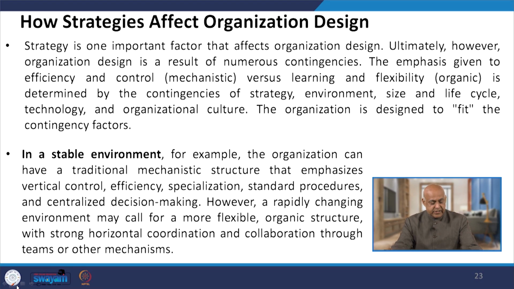In a stable environment, for example, the organization can have a traditional mechanistic structure that implies emphasis on vertical control, efficiency, specialization and standard procedures, and centralized decision making. However, a rapidly changing environment may call for a more flexible organic structure with strong horizontal coordination and collaboration through teams or other mechanisms.